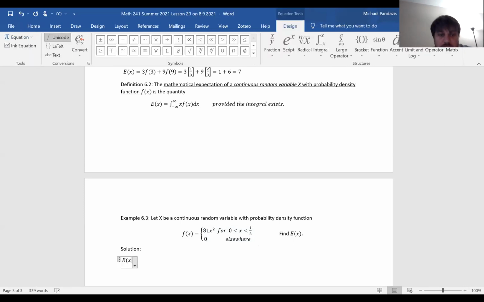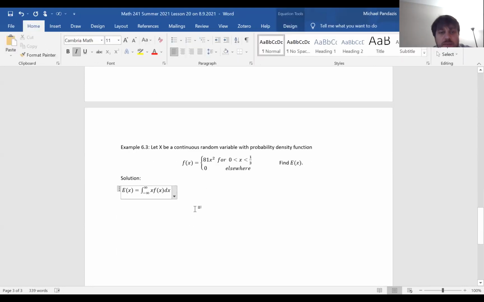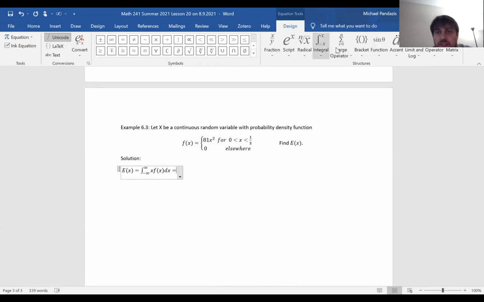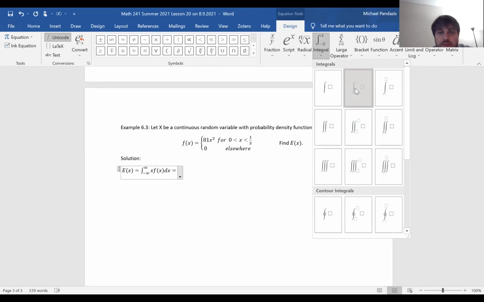E of X is equal to, now this integral, provided the integral exists. The integral exists means that you get a finite value. Okay, and so now this is equal to, so it's little f is 0 except in this interval, and so you only need to integrate from 0 to 1/3.